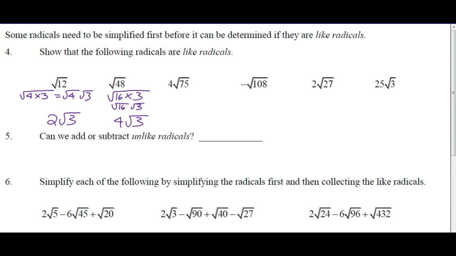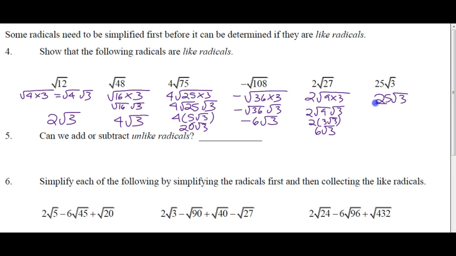Okay, so I'm going to pause. Okay, so we have 25 root 3, 6 root 3, negative 6. Remember, that's still going to be negative when there's a negative. 4 root 3, 2 root 3.